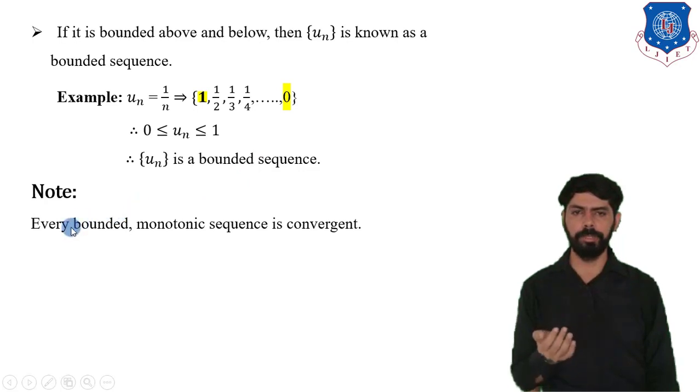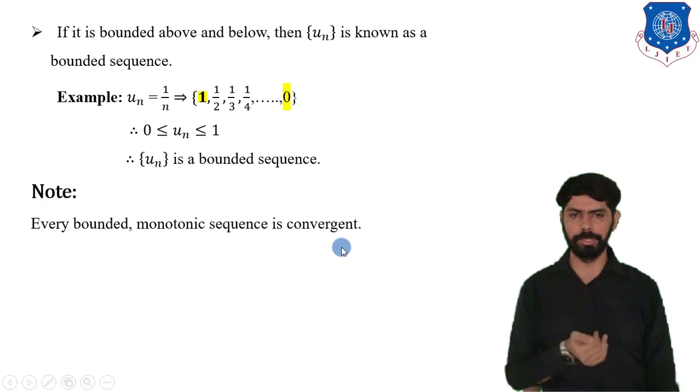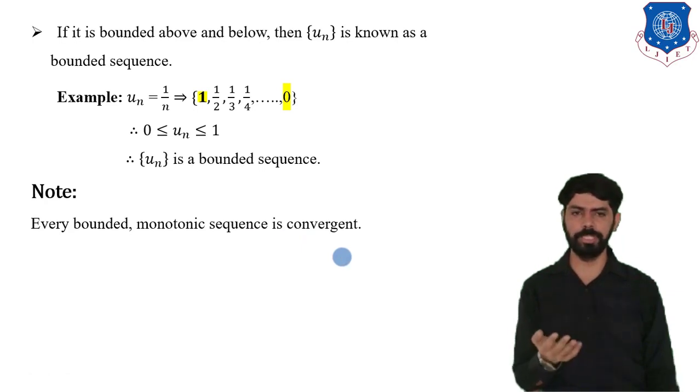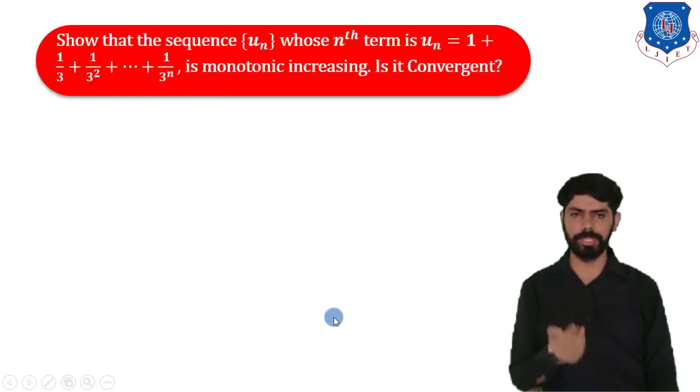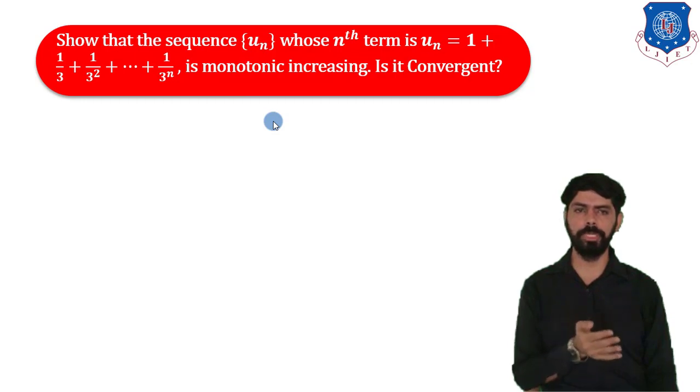Now note that every bounded monotonic sequence is convergent. So if any sequence is bounded and monotonic, then it will be convergent. Now we will discuss the next example, that is, show that the sequence un whose nth term is un is equal to 1 plus 1 divided by 3 plus 1 divided by 3 square plus so on plus 1 divided by 3 raised to n is monotonic increasing, and is it convergent?